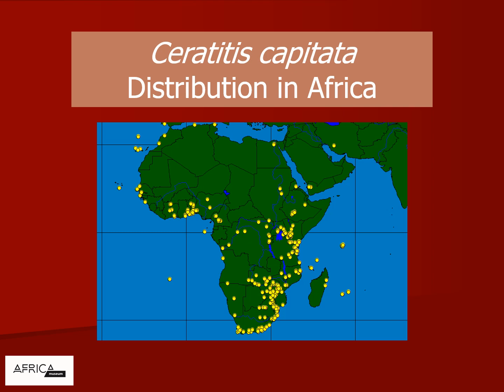Ceratitis capitata is widespread throughout the whole region south of the Sahara. This map shows point localities where specimens of this species have been trapped over the years. One can see that it is present throughout the whole of the Afrotropical region, as well as on islands both in the Atlantic and in the Indian Ocean. The species has also been introduced in other parts of the world, including Northern Africa.